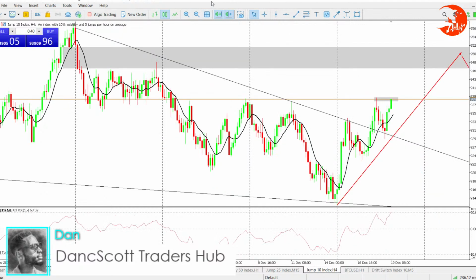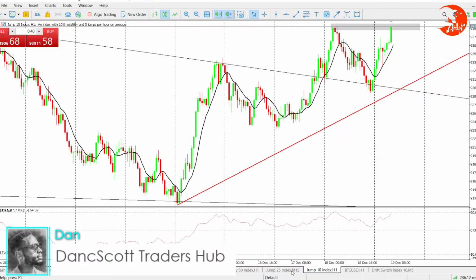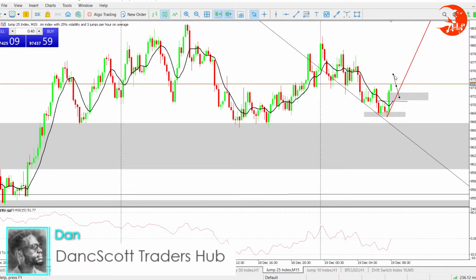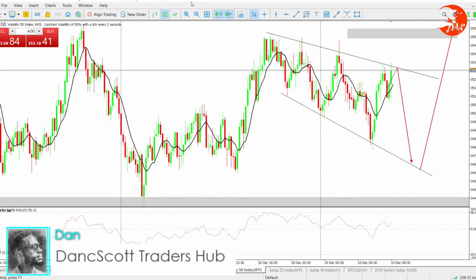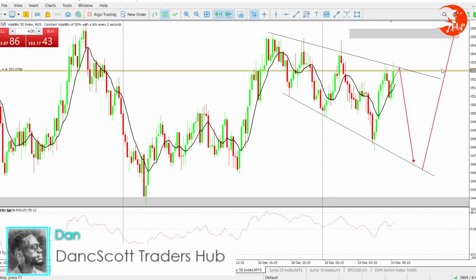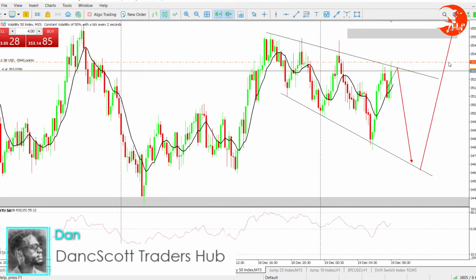So jump 10, I don't have an entry. Jump 25, entry will come at the retest right here. Then we make our entries there. Jump 50, the sell may have started right there, just that it has retested there, like I told you. Yes, that's the sell.